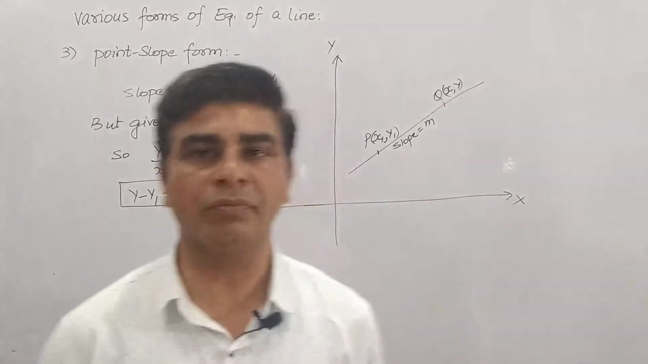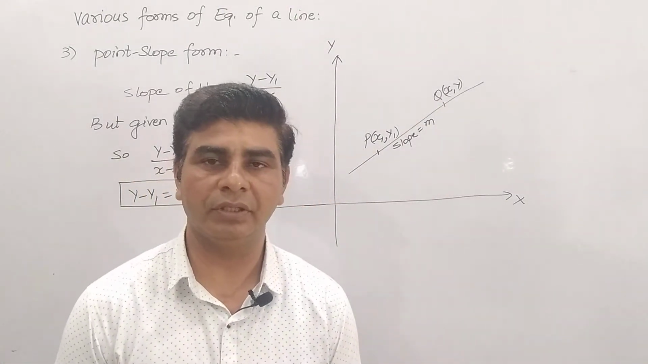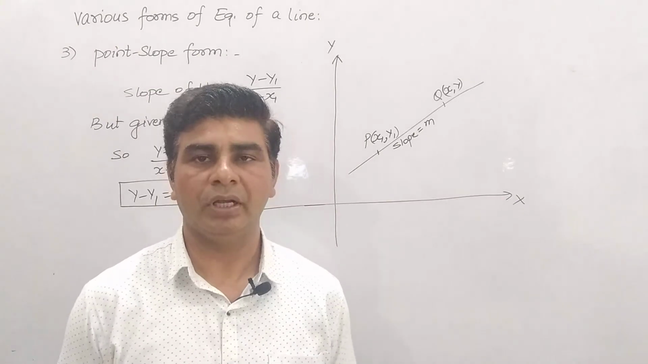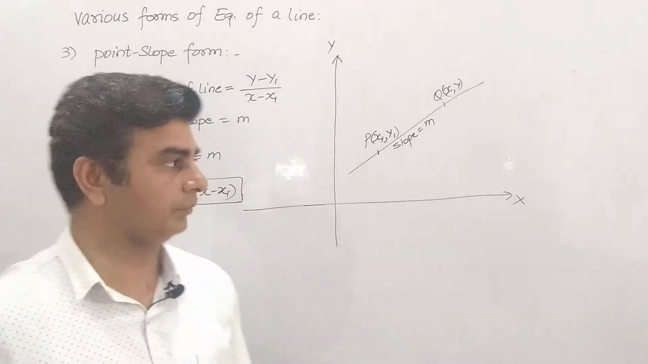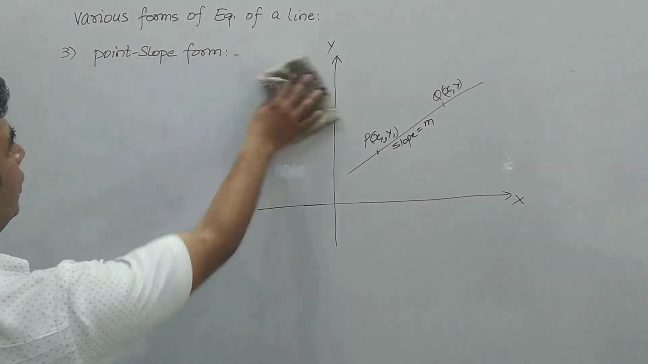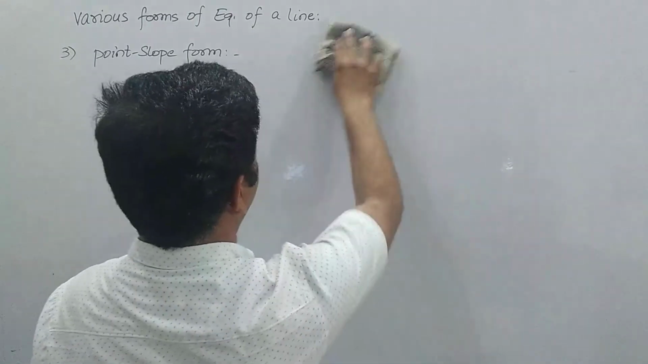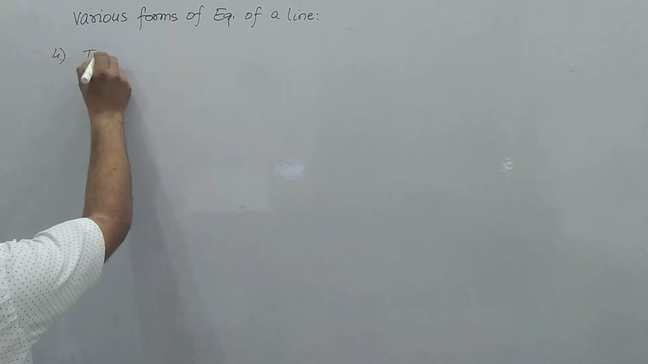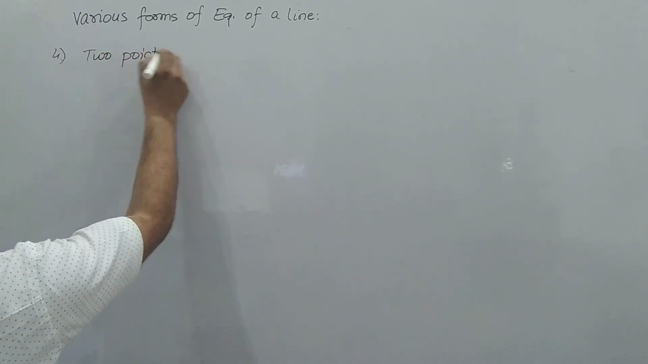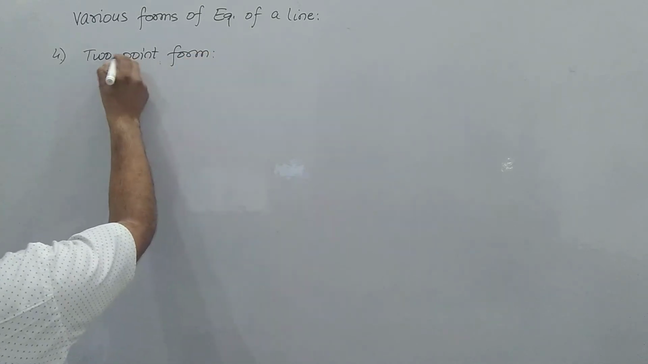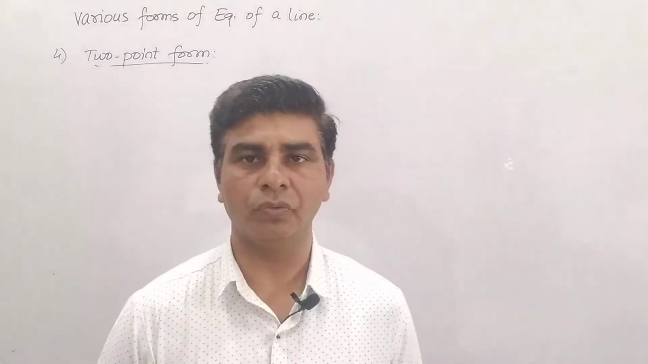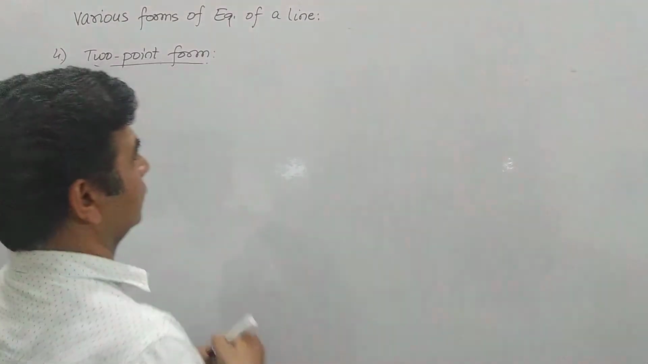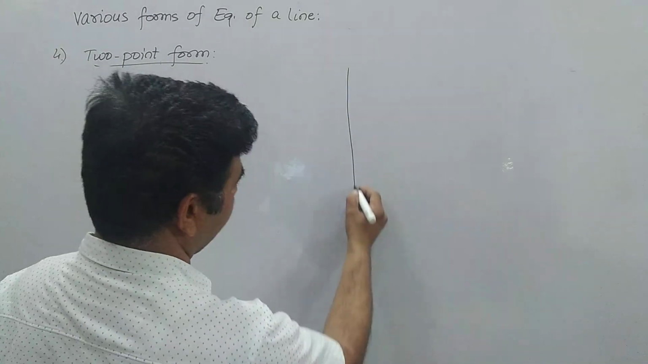So this is the third form of the equation of a line, in which we will be given a slope and a point. Now let us consider the fourth form of the equation of a line. The fourth form we are going to find now is known as the 2-point form. As the name suggests, you are directly given the 2 points through which the line is passing. So let us generalize the form.